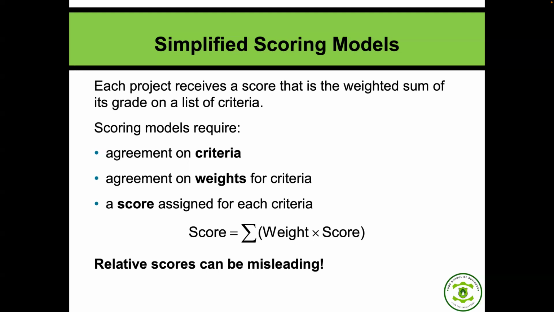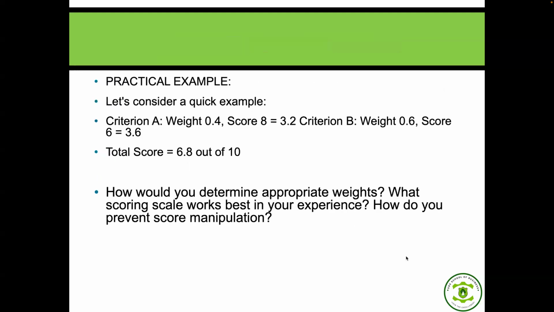Any advantage of this? That one too, we have to agree on a criteria. The stakeholders will have to agree on a criteria. They will have to agree on the weights, right? And the product and summation of that will give the score. So let's see something like this. A quick example, maybe criterion A, there's a weight of 0.4, and a score. And then criterion B, there's a weight of 0.6, score of this.